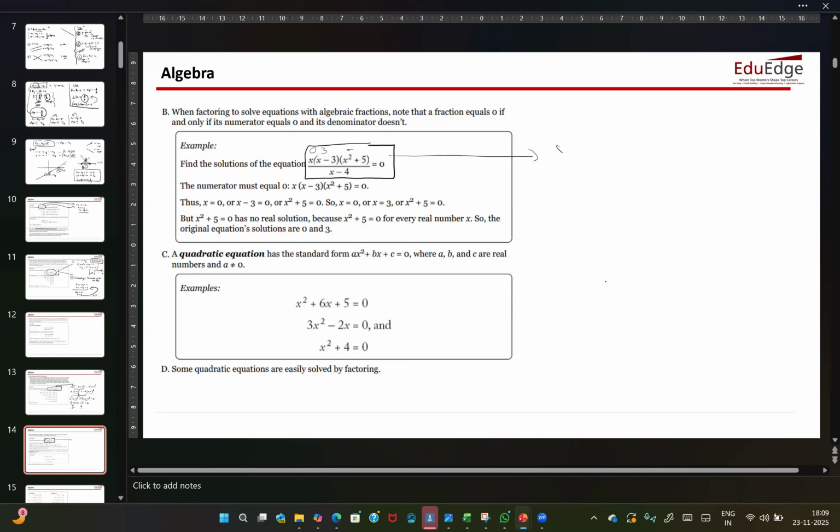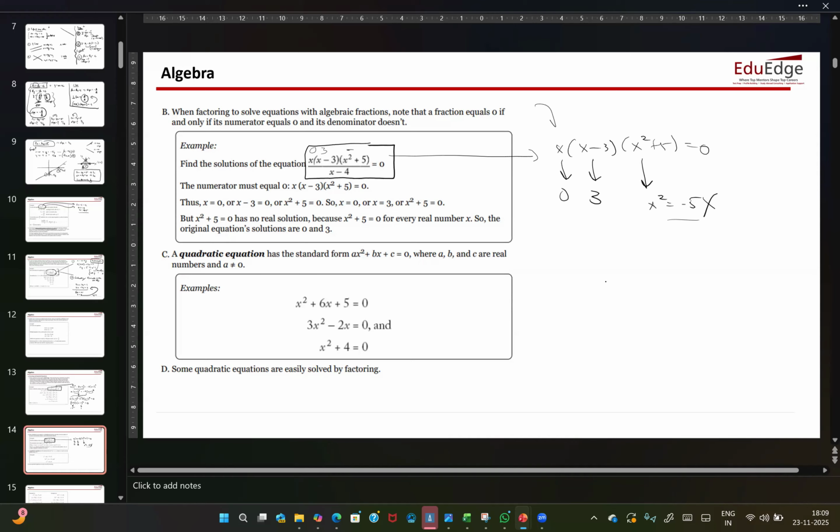x into x minus 3 into x square plus 5 will be 0. This will give you 0. This will give you 3. But this will give x square is equal to minus 5, which is not possible, because that will give us imaginary numbers. That's out of scope here. Make sense? So this is how we solve a complex equation involving one variable but having multiple powers.